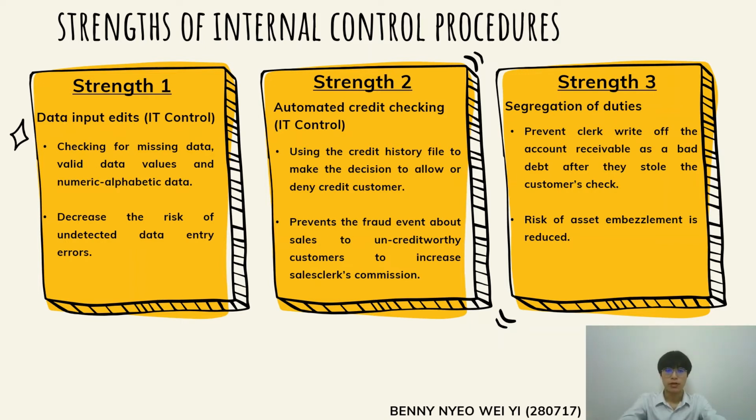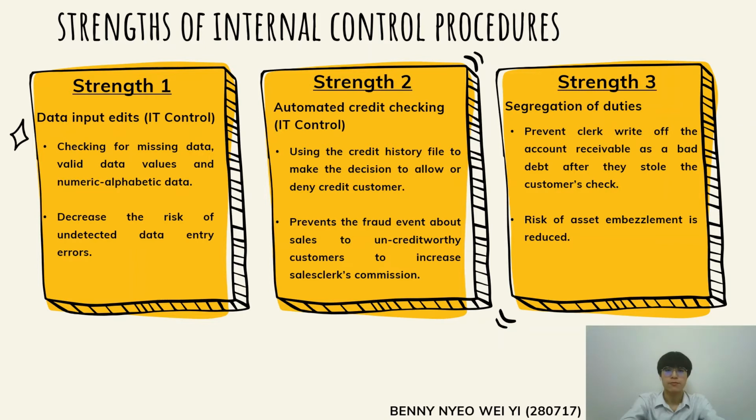After that, the computer program will check the customer's credit by referencing a credit history file. This situation shows automated credit checking. The strength is using the credit history file to make the decision to allow or deny credit to SSU's customers. This already prevents the fraud event of sales to uncreditworthy customers to increase sales clerks' commission at SSU.